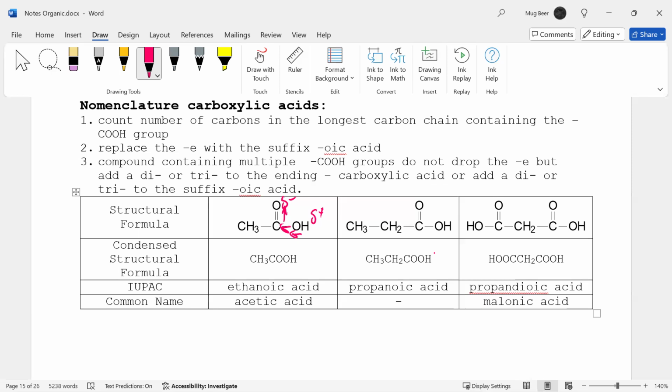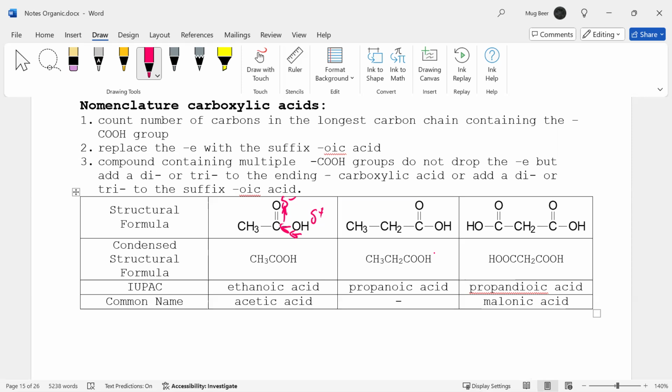But the nomenclature is you basically just say however long it is, and then oic acid. So this has to be terminal because it ends in an H. So I've got ethanoic acid, propanoic acid, and in this case, dipropanoic acid for that last one there. Or sorry, propane dioic acid. And then the common names for the first and last one, acetic acid. So ethanoic acid is acetic acid, the acid that you find in vinegar and ketchup and mustard and many different products. And then malonic acid.